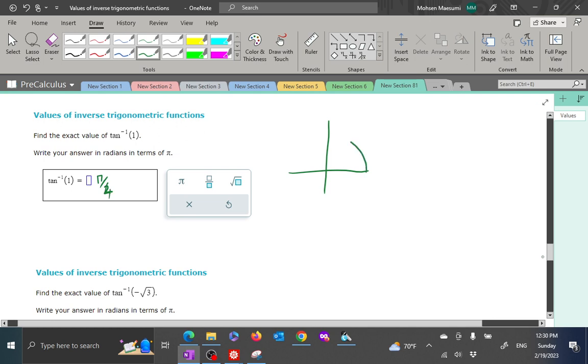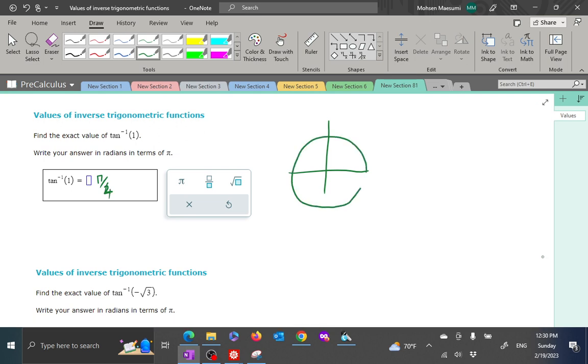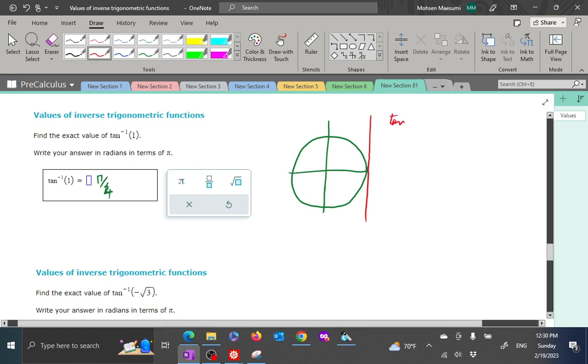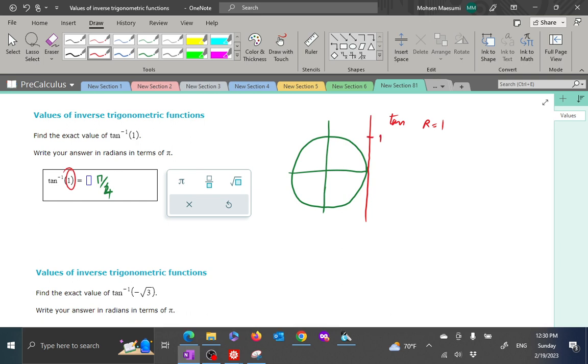So what do we do? Draw the unit circle in all of these cases. That's going to help plenty. For tangent, draw the tangent axis. This is the tangent axis. So the radius also is 1. On that tangent axis, the number that's given is 1. Here's 1.